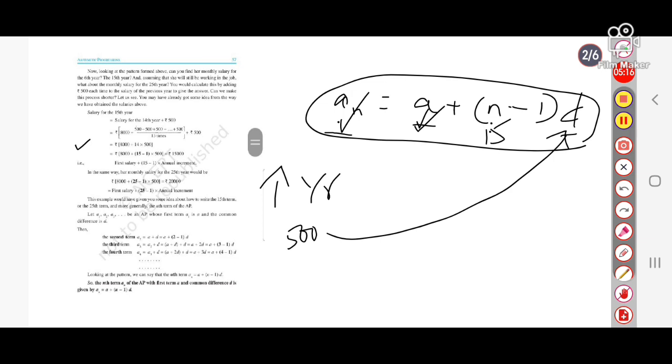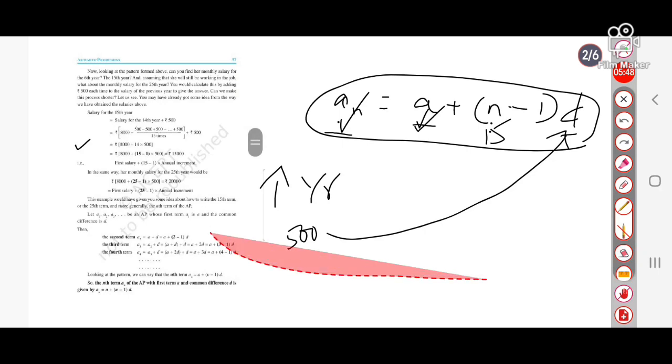In this way, they are calculating the value like the first salary plus 25 minus 1 into the annual increment. So you can achieve the value of the 25th year, which will be 20,000. The first year you got is 8,000. Similarly, by increasing it, on the 25th year you will be achieving 20,000 with a basic increment of rupees 500 each year, right? So these are the general concept of the nth term of an AP.